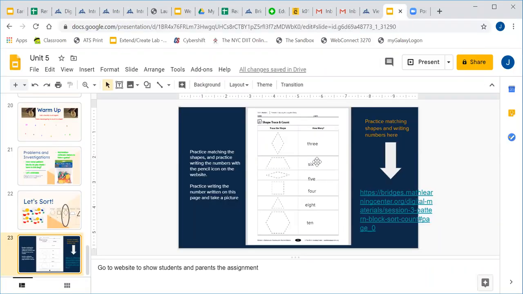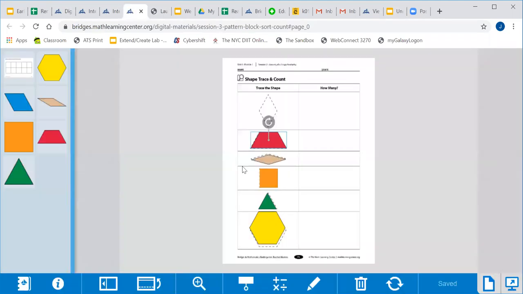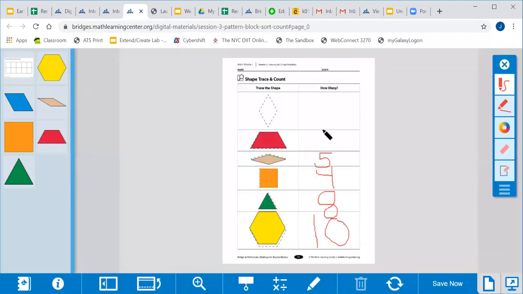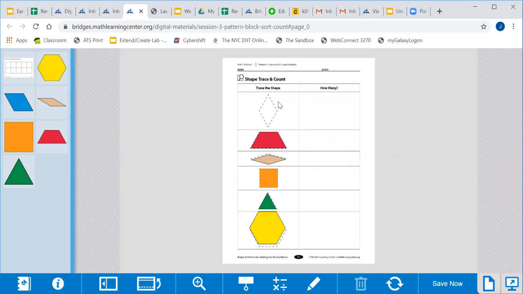Oh, and she said practice writing the number 6. All right, let's go back here. Click on the pen and write the number 6. Wow, okay. And the last shape is the bigger blue rhombus.